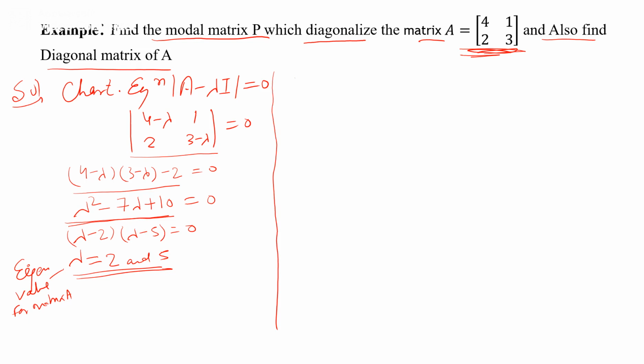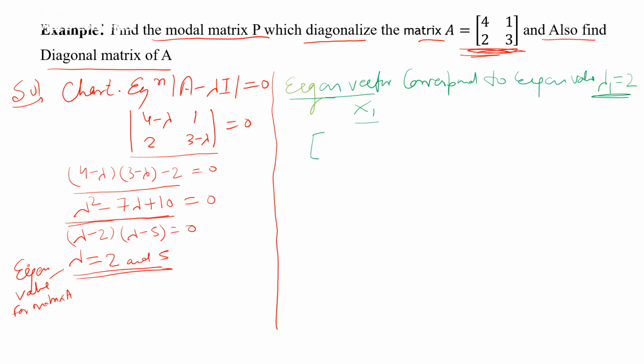Now we find the eigenvectors. First we find the eigenvector corresponding to eigenvalue lambda 1 is equal to 2. Suppose we take x1 as an eigenvector corresponding to eigenvalue lambda 1 is equal to 2. So we write the matrix equation (A minus 2I) x1 is equal to 0.